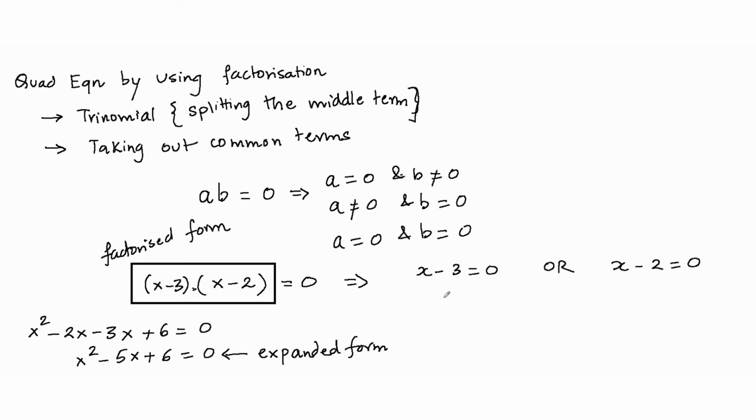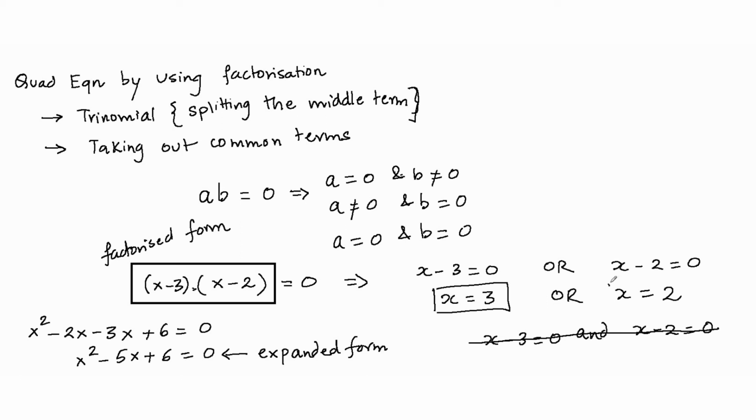Now, let's see what happens here. If x minus 3 is 0, then x has to be equal to 3, or x has to be equal to 2, right? Now, x cannot be 3 and 2 at the same time, which is why we drop the idea that x minus 3 is 0 and x minus 2 is 0. This idea gets dropped because x cannot be 3 and x cannot be 2 at the same time, right? So x can be either 3 or x can be 2, and that is how we conclude that 3 and 2 are the roots of this particular polynomial.